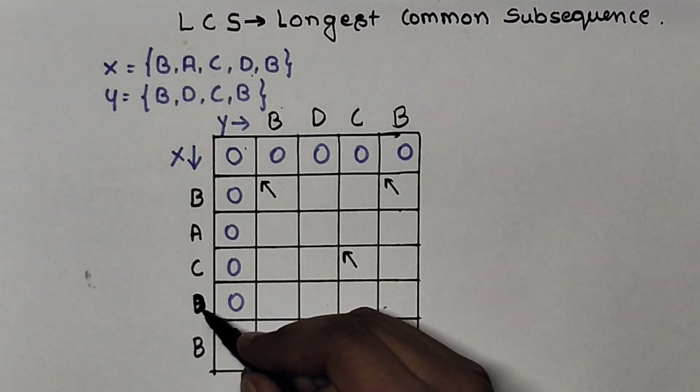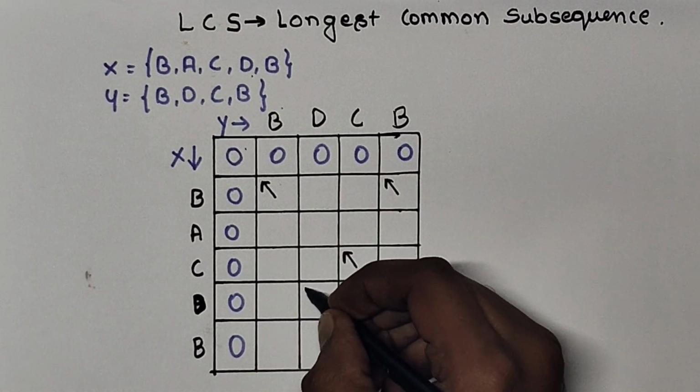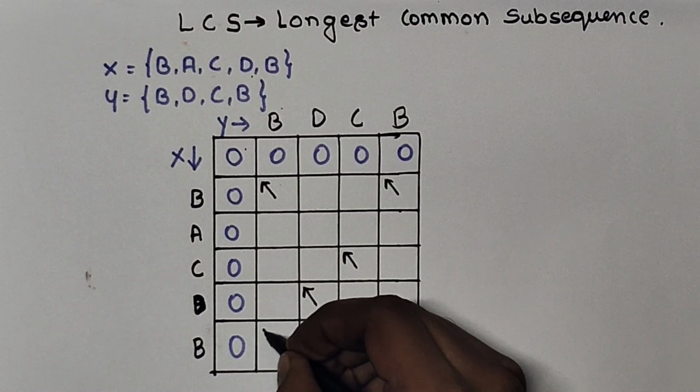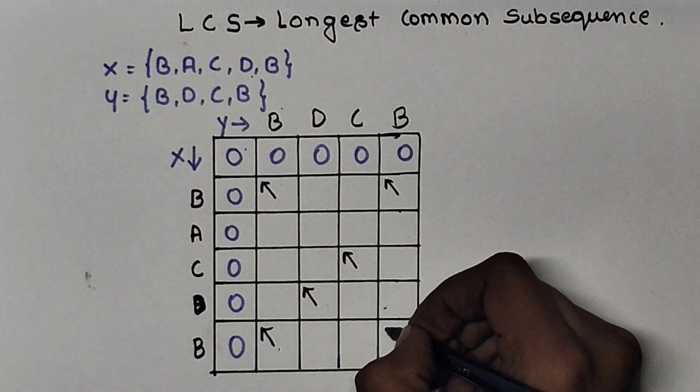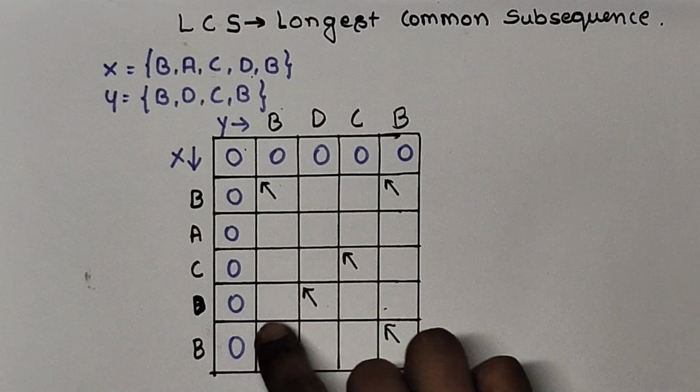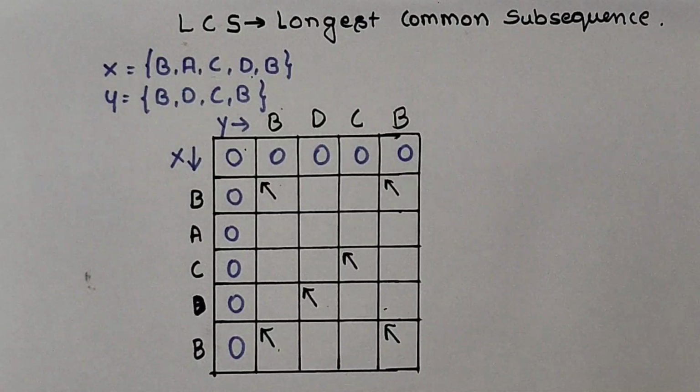Next, if you see here, this is D. So D and D are common. Any other? No. Next B. So B and B are common. Here another one is B and B. Now you have written the tilted arrow for the elements which were common. So now you must fill the values also.